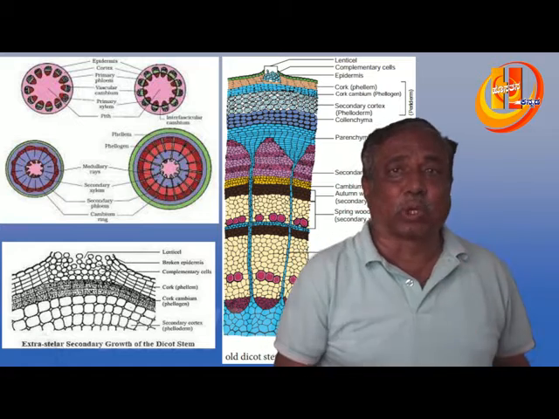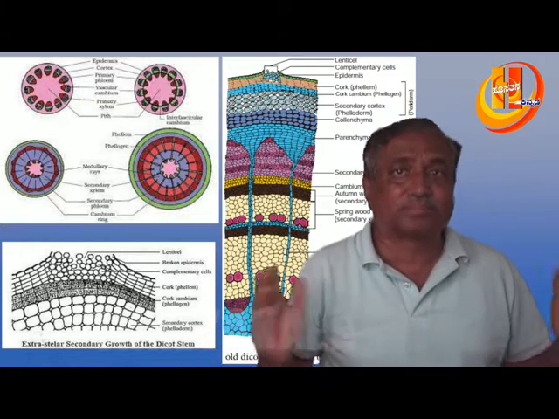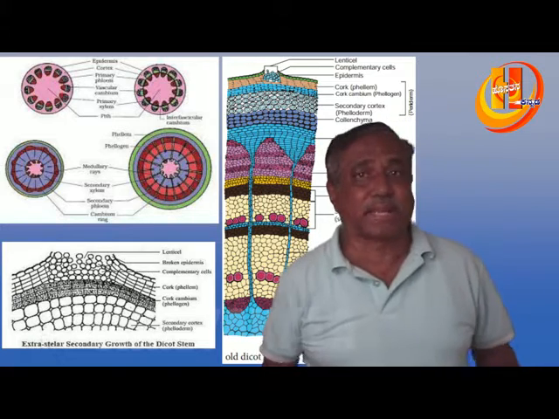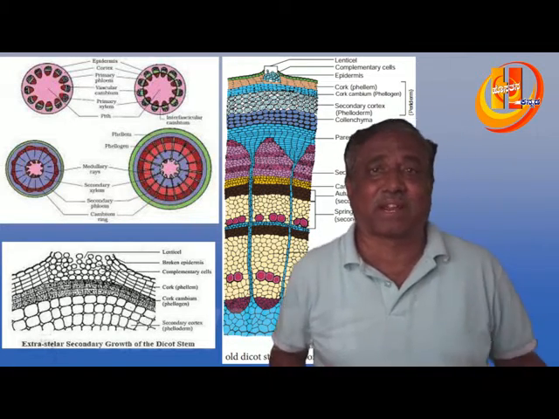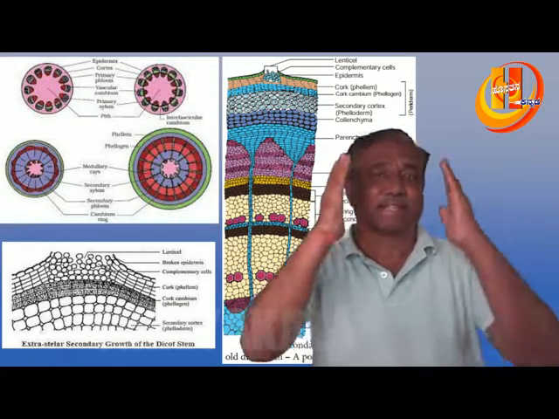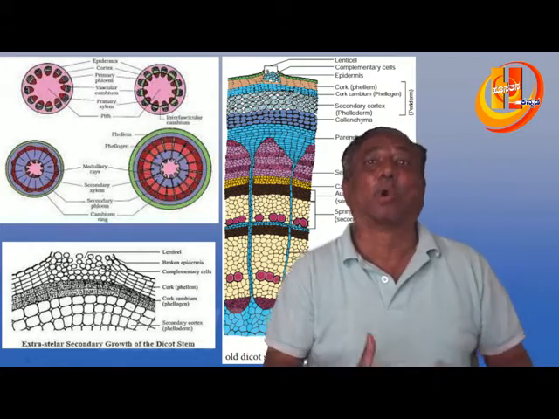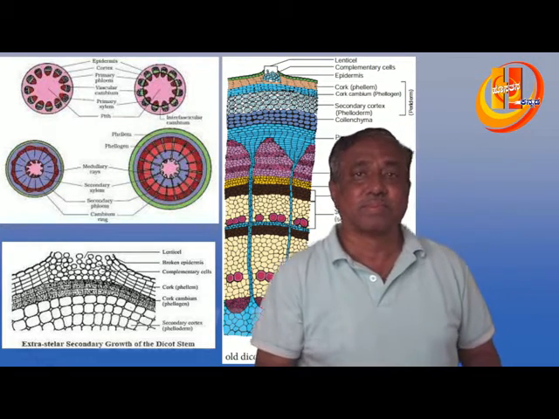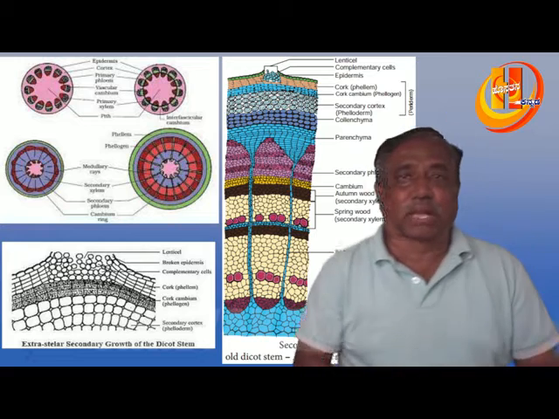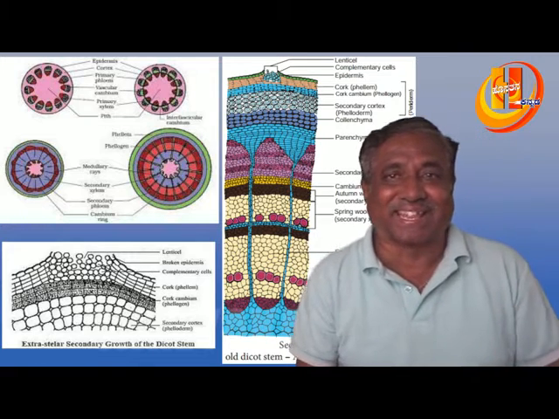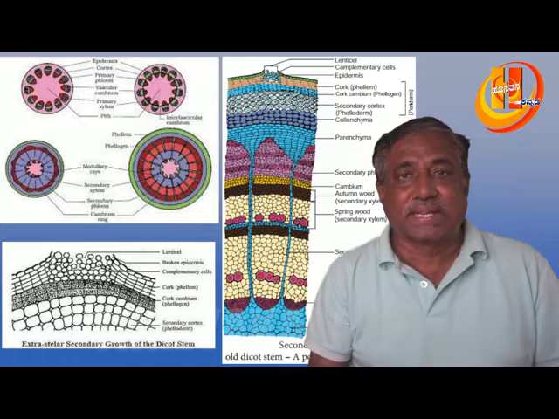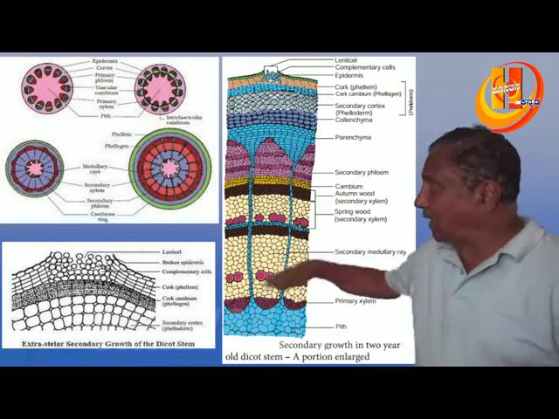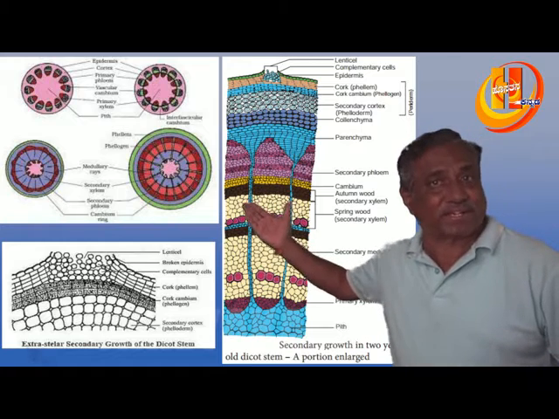This kind of secondary growth is absent in monocots and even in herbaceous dicot plants, except a few herbaceous dicot plants. Secondary growth takes place in dicot plants, both in dicot stem as well as dicot root. Let me explain how secondary growth takes place in the dicot stem. Secondary growth in dicot stem takes place in two regions, the stellar region and the extrastellar region.